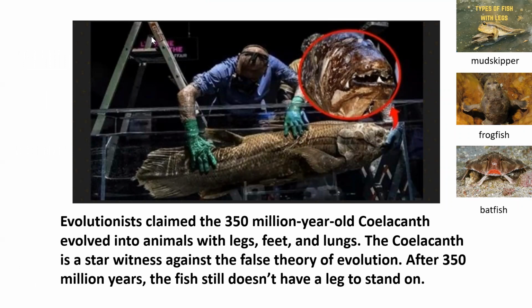Evolutionists claimed the 350 million-year-old coelacanth evolved into animals with legs, feet, and lungs. The coelacanth is a star witness against the false theory of evolution. After so-called 350 million years, remember, we know that is not accurate, the fish still doesn't have a leg to stand on. It's still a fish with fins and no legs up to today, so it doesn't support what evolutionists were thinking. You actually do have types of fish with legs, but they are still fish with legs. They don't evolve.